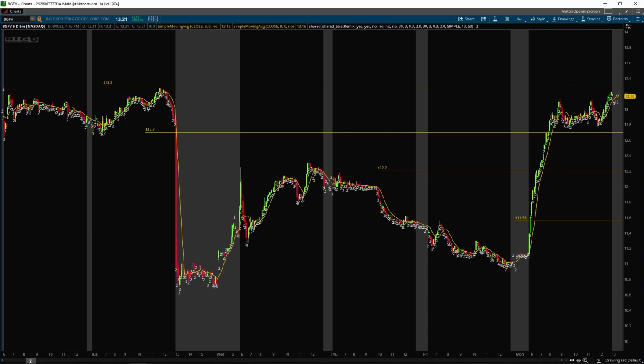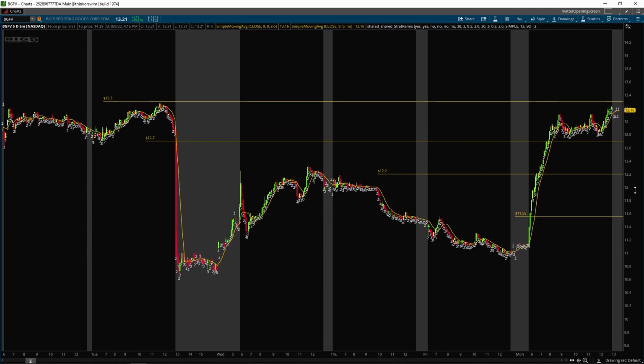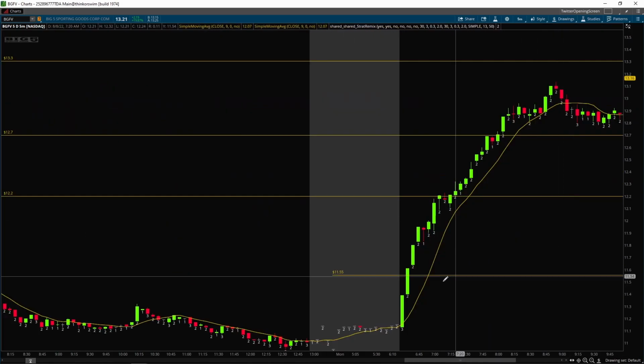When do I get long? 11.55. Or as you can see, it's right in the SMA. So 11.55 would be my go-to to get in, and my price target would be 12.20. Hit that, reversed, and bought it back. So you guys are understanding.